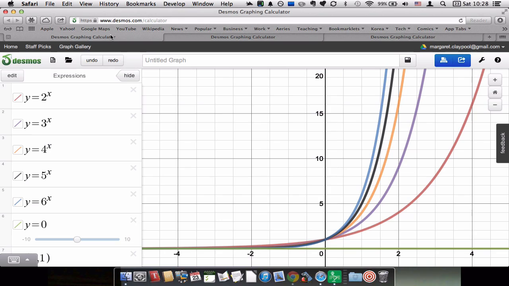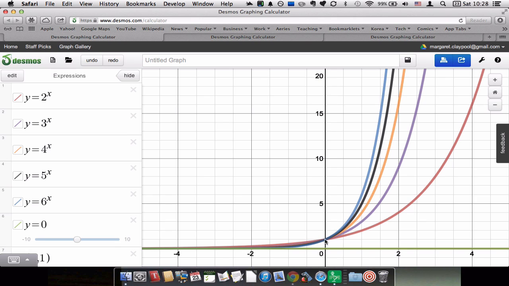Here we are at desmos.com with their fabulous graphing calculator, and I've graphed a whole bunch of integers to the x. You can see that these show characteristic exponential growth. That is, when there's a little bit of your thing, the slope is very shallow, and then as there gets to be more and more, the slope gets steeper and steeper.